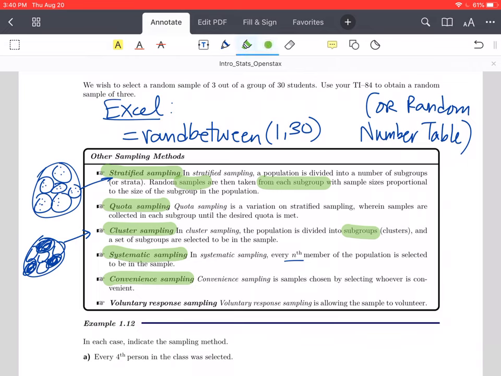And then there is voluntary response sampling. So voluntary response sampling is allowing the sample to volunteer. This is typically how, especially schools, go about it, right? They want people to participate voluntarily, or they'll incentivize it somehow, right? Giving away gift cards, prizes, that kind of stuff. But this can also result in some issues, depending on the type of people that are responding and volunteering themselves.